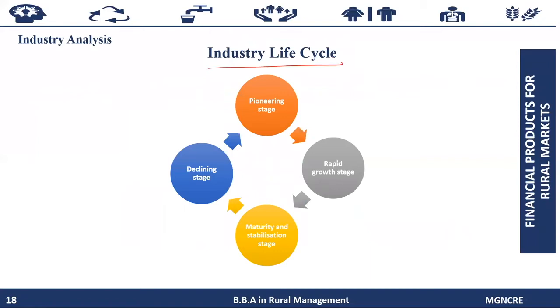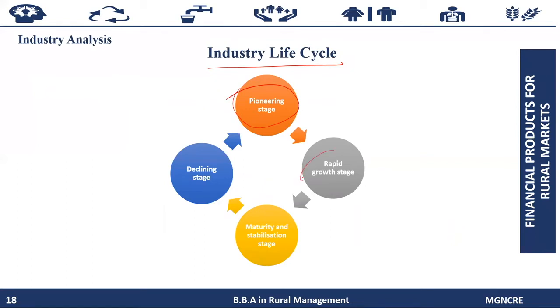So next, let's talk about the industry's life cycle. There are four stages in this. First, let's see the pioneer stage. In this stage, the demand for a product is very promising, and the technology of the product is lower. So it's just the starting stage.